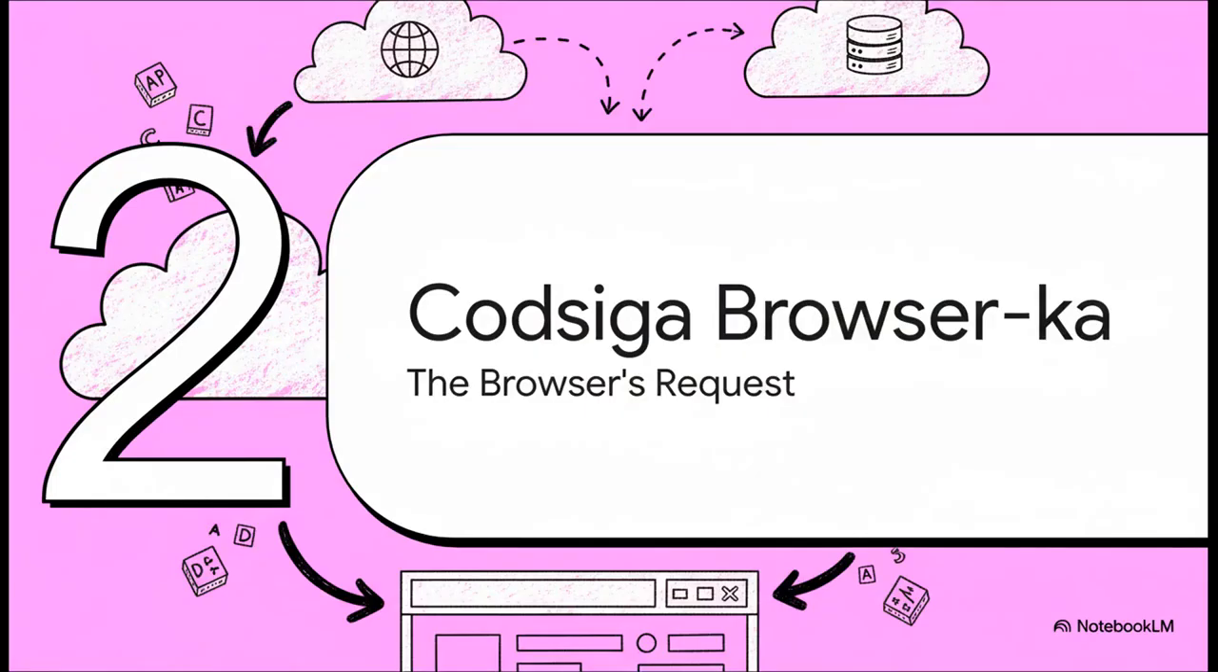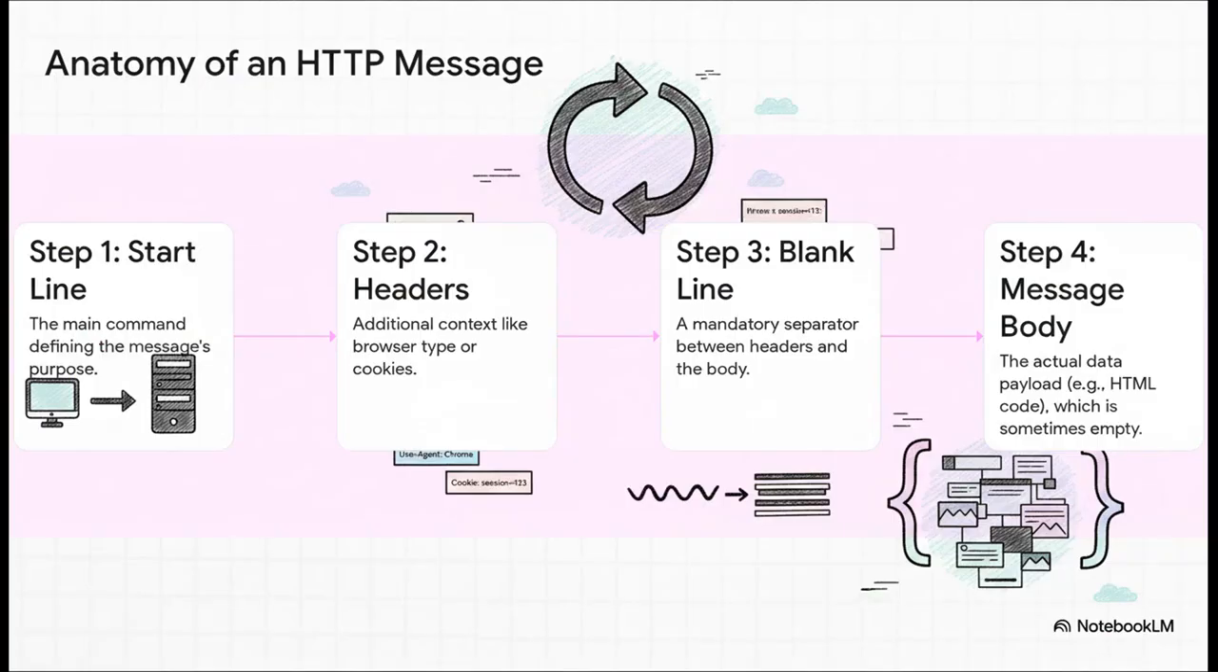All right, let's play detective and break this conversation down. We'll start with the browser side of things, the request. What is your computer actually saying when it asks for a web page? Well, every single message, and I mean every single one, whether it's coming or going, follows this exact same four-part structure. There's a start line with the main command, then a bunch of headers with extra info, a required blank line to separate things, and sometimes a message body with the actual data.